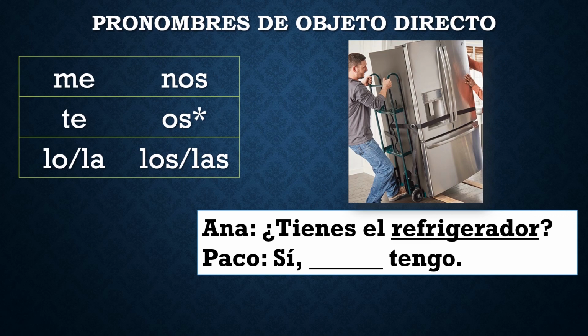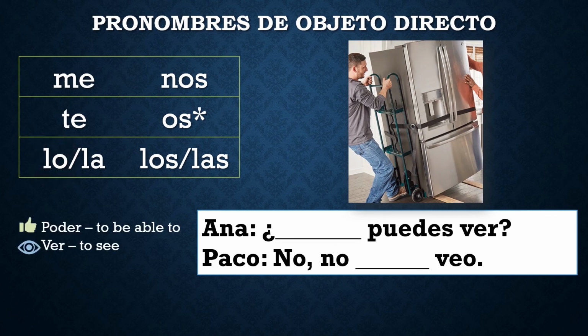¿Tienes el refrigerador? Sí, lo tengo. Lo tengo. I have it. Lo es el pronombre de objeto directo. Lo is masculine singular, just like el refrigerador. I have it.